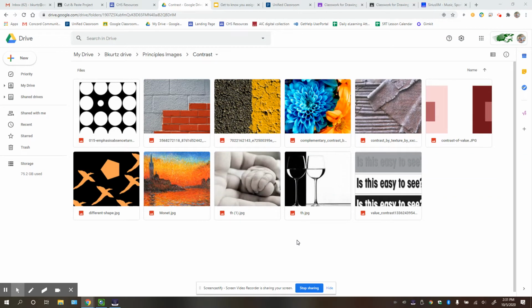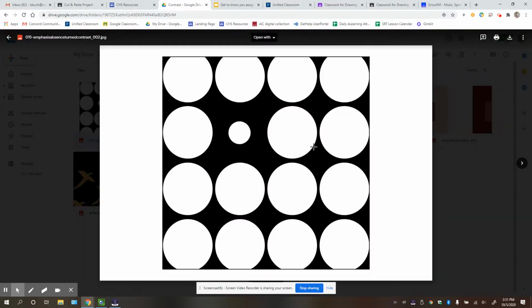Contrast. When we're talking about contrast in art, we are talking about things that look very different from each other. We've got lots of examples here. First one, what do you think are the differences here? One thing that you might notice is that this circle is much smaller than these circles. So this circle contrasts all the others because of its size difference.